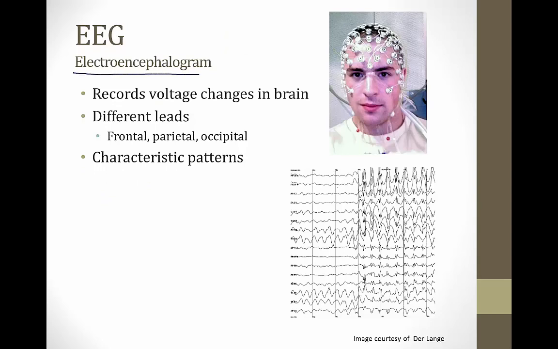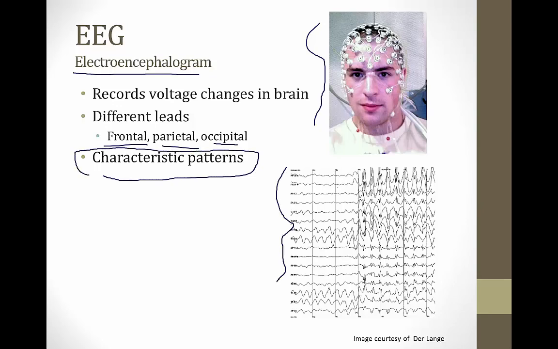EEG is an electroencephalogram, and it records the voltages in the brain, and it's similar in many ways to the EKG recording the voltage in the heart. There are different leads, as you can see on this person here, and some of them record the frontal lobes, the parietal lobes, the occipital lobes, and there are characteristic patterns associated with different seizure disorders, and this is an example of an EEG output over here on the right.